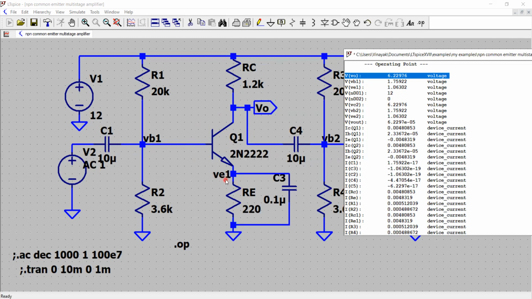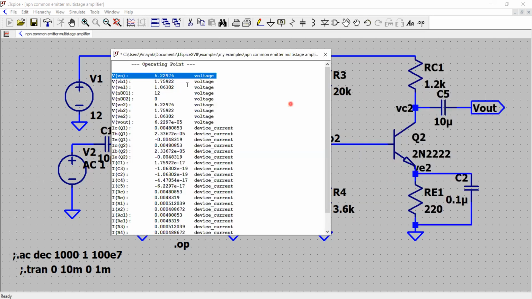But what is VBE? Let's do that. So VB1 is 1.75, VE1 is 1.06. So approximately this seems to be in a forward bias. The voltage difference here is about 0.66 volt. Okay, so that is 660 millivolt. That's this thing. Next, we can come back here and see what is VC2, VB2, etc.